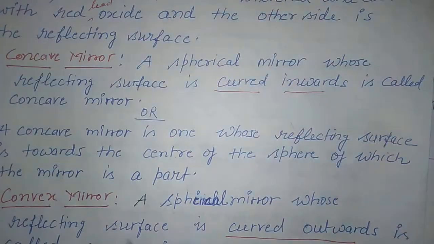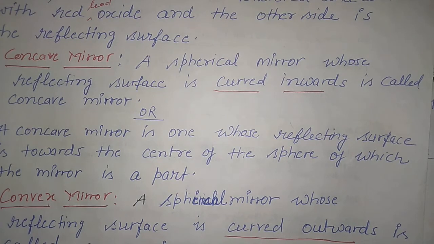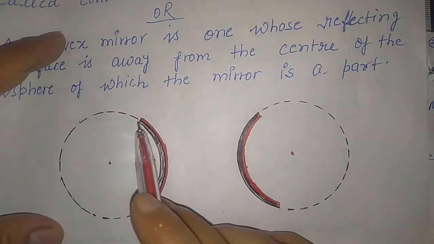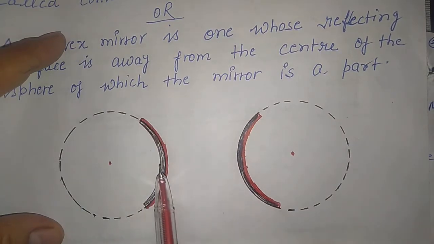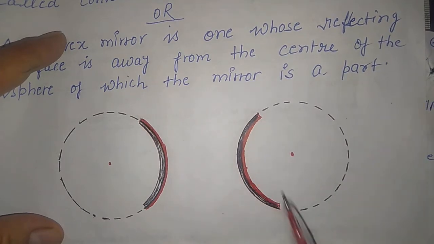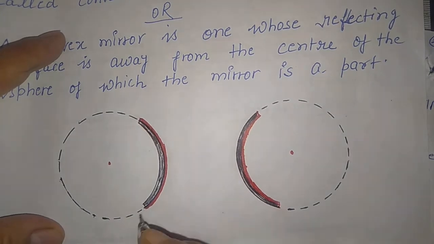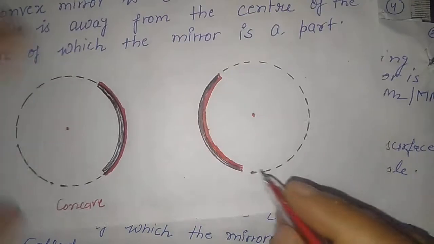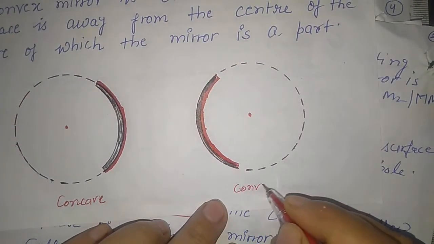This you can feel curved inward, and this you can feel curved outward. So these are the two types: convex and concave mirror. Suppose this is the painted side and this is the reflecting surface. So this is a concave mirror. And this one is the painted side and this is the reflecting surface. This is the convex mirror. So this one is concave and this one is convex mirror.